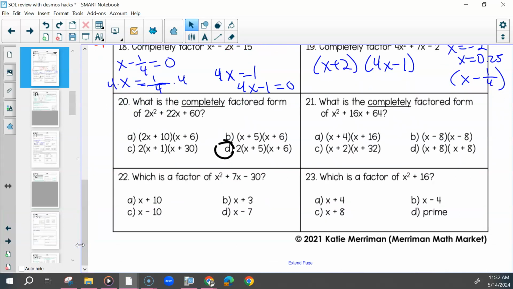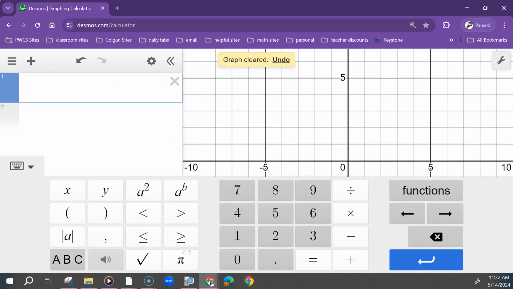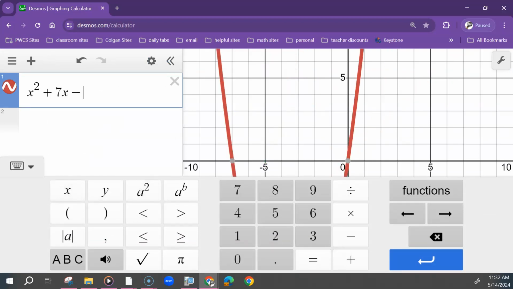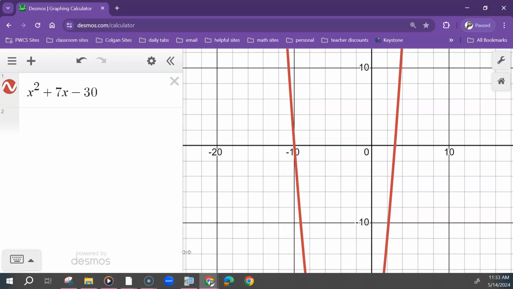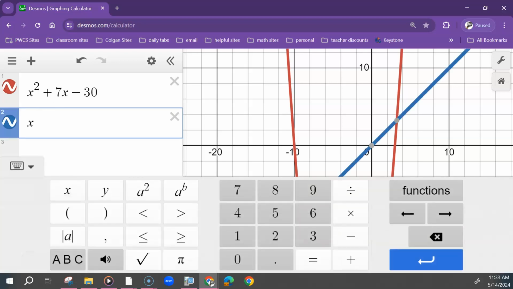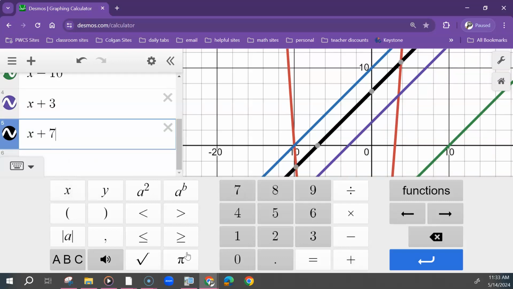22, type in the original into Desmos. If you were asked which is a factor of, you could put in the different factor choices. So type in your different answers. X plus 10. I'm just going to put in all of them for now. Minus 10, plus 3, and minus 7.